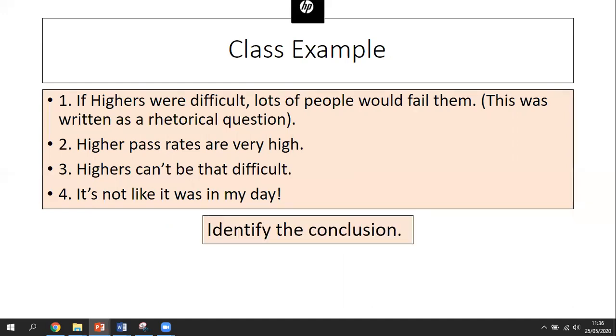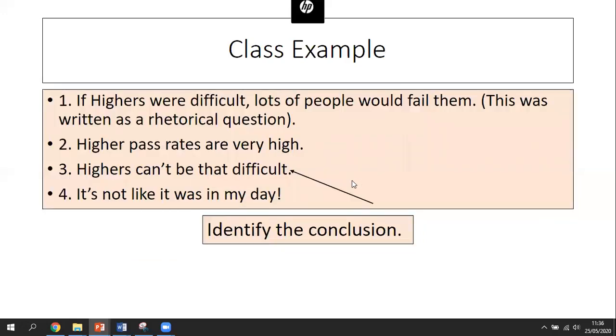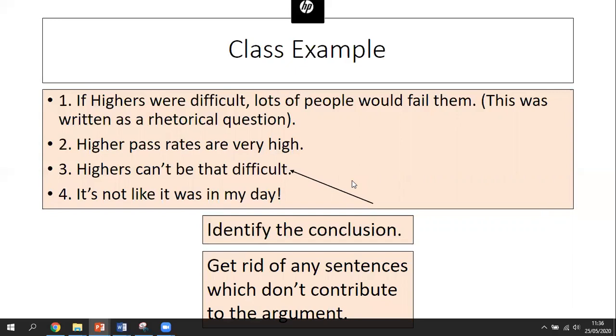What you need to do is identify the conclusion. If you go back, the word so indicates a conclusion. Remember, going back to your inference indicators, the word so indicates a conclusion. So we've identified the conclusion. Next up, get rid of any sentences which don't contribute to the argument. So let's have a look.